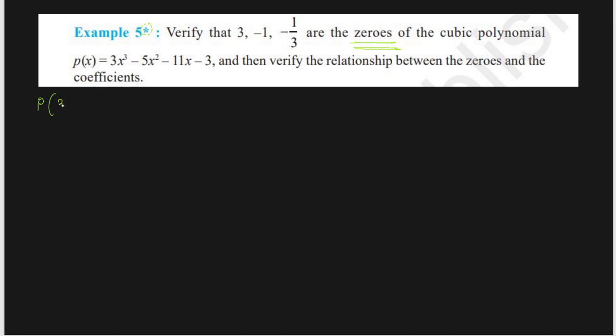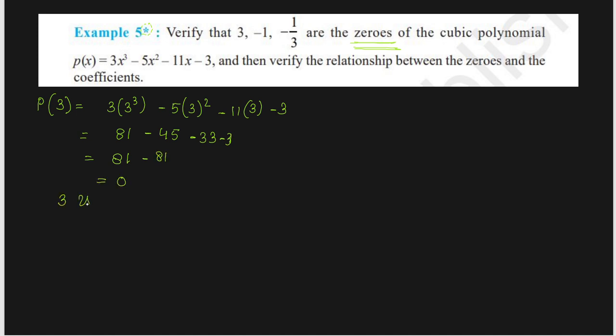Plug in first 3. What are you going to get? 3 times 3 cube minus 5 times 3 square minus 11 times 3 minus 3. I'm placing 3 in place of x. So 3 times 27 is 81, 3 times 9 is 27, 5 times 9 is 45, minus 33, minus 3. You will note that 81 minus 81 is 0. Therefore, 3 is a zero.